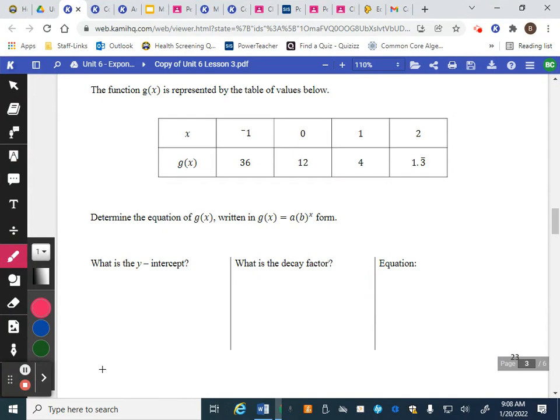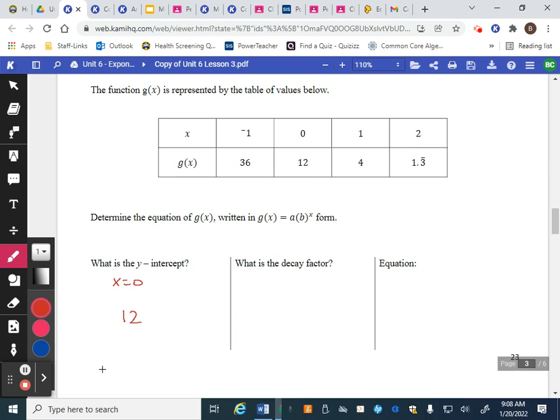All right, so another function, we want to figure out the equation. We're looking at the same important parts. The y-intercept when x equals 0, in this case y is equal to 12. And this time it's asking for the decay factor. And if you look at what's happening to the numbers from 36 to 12 to 4 to 1.3 repeating, they're going down.